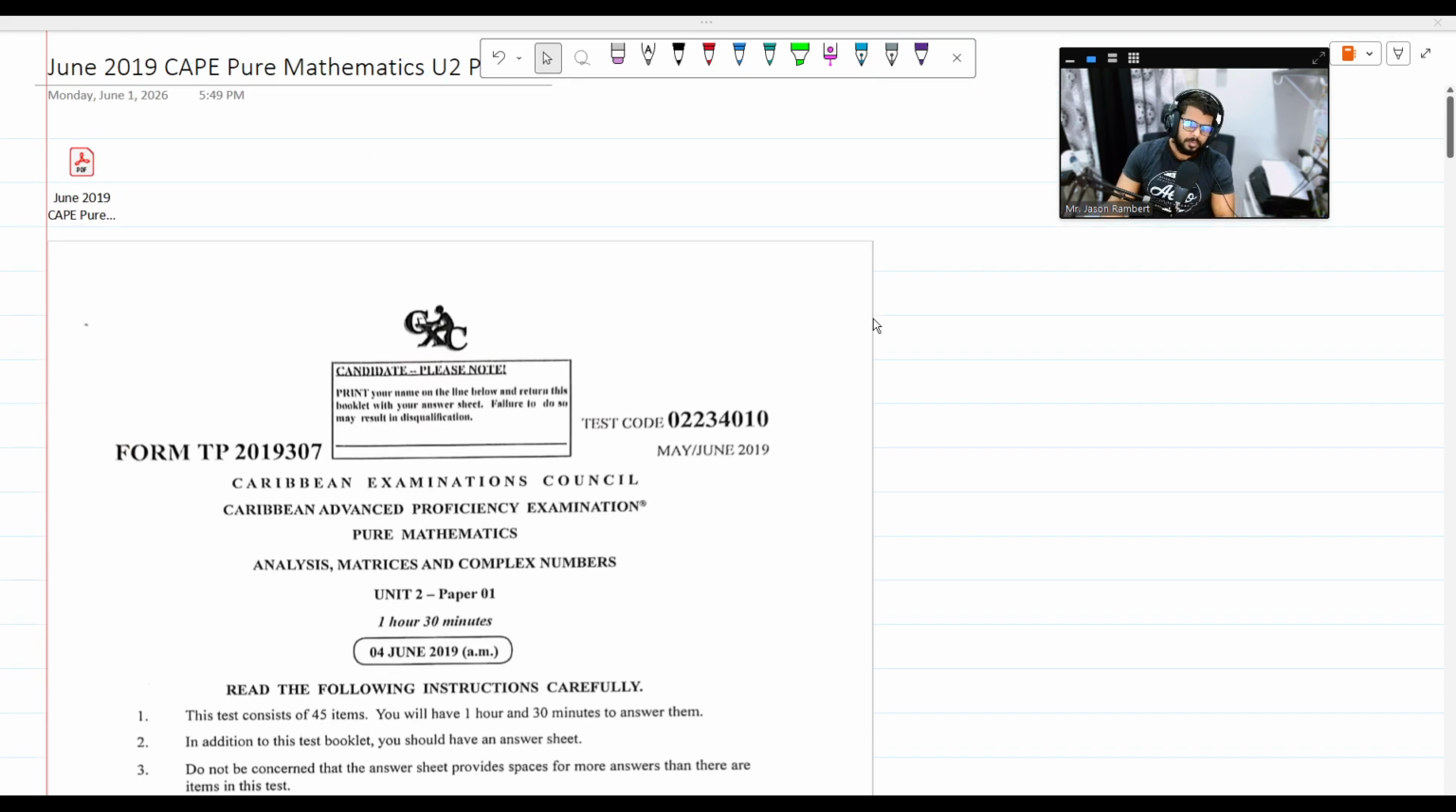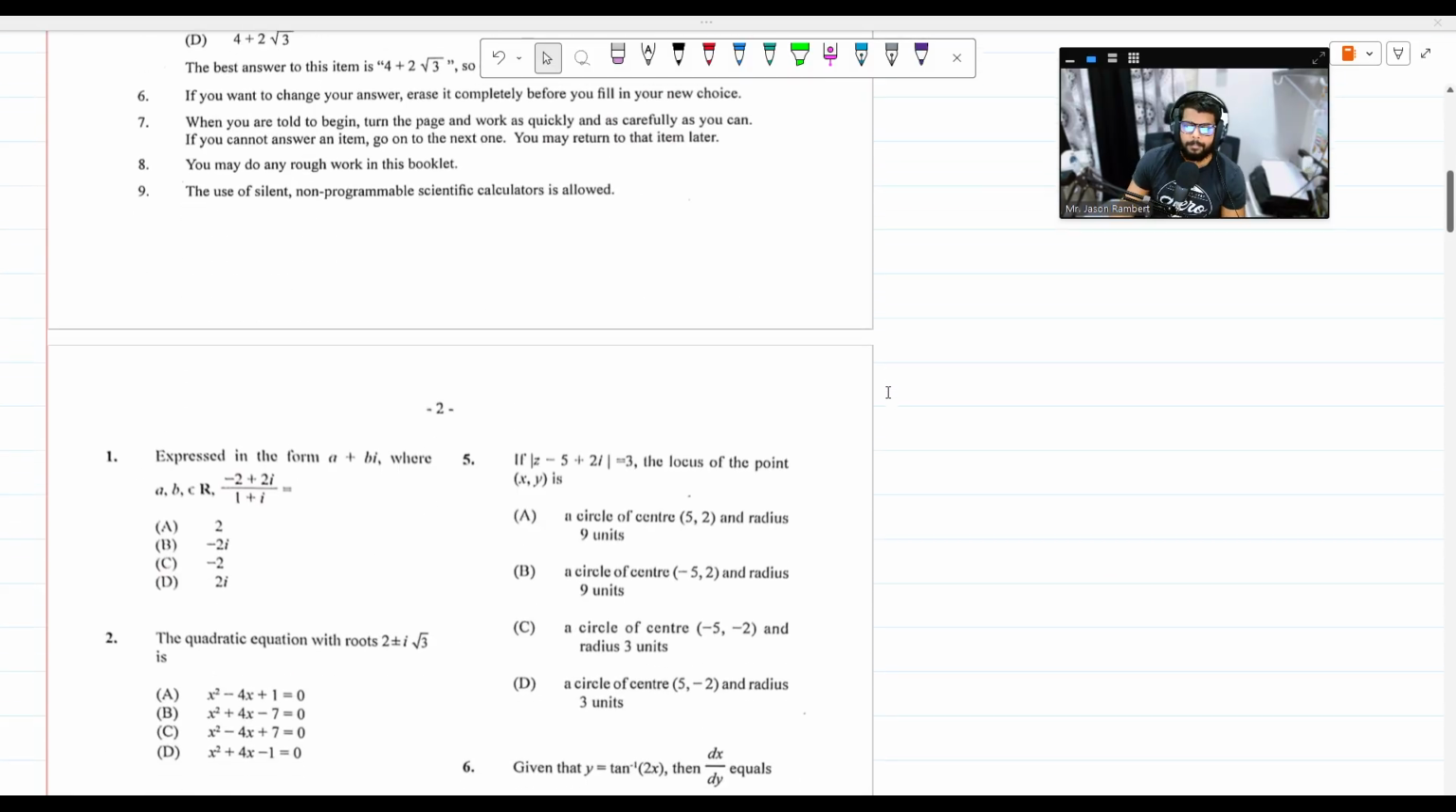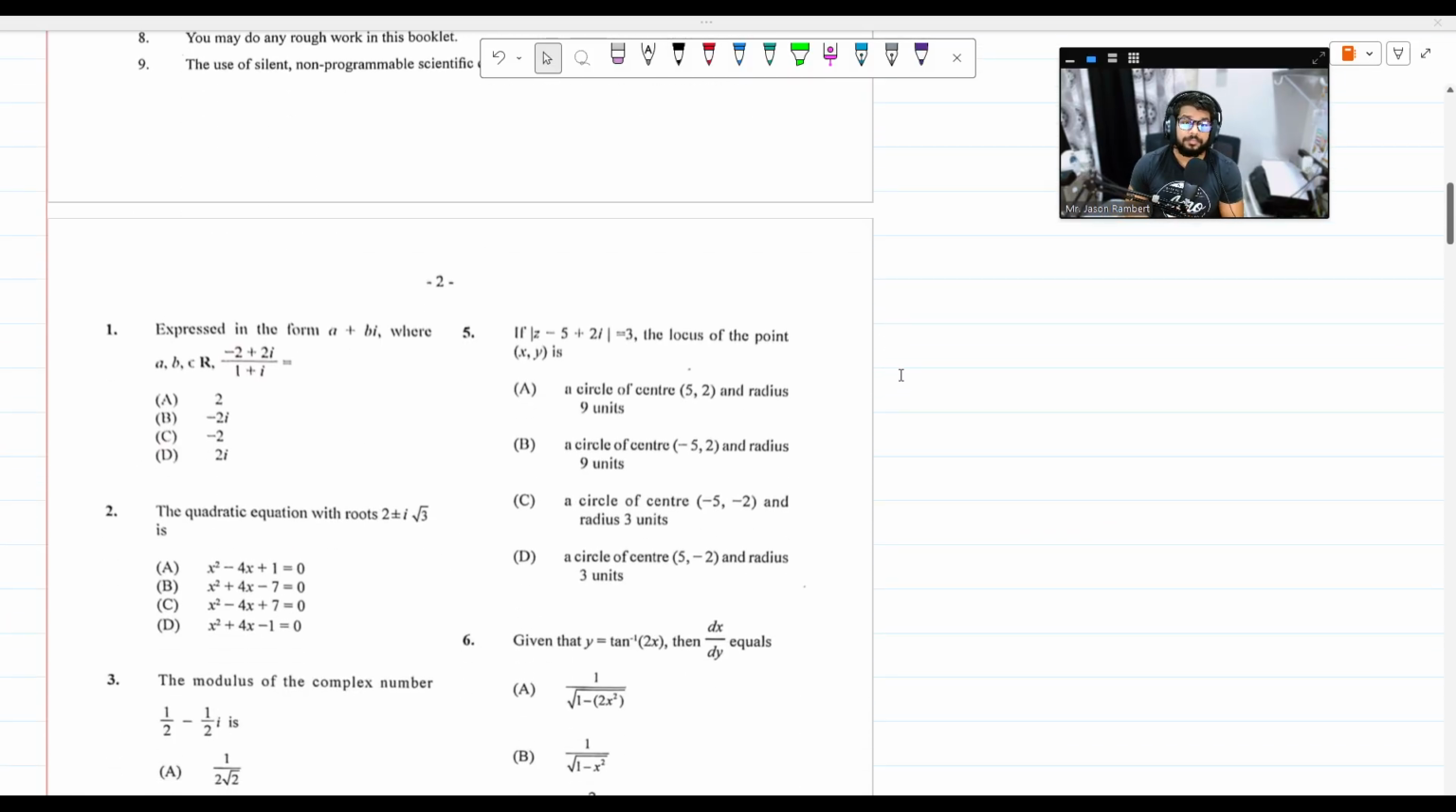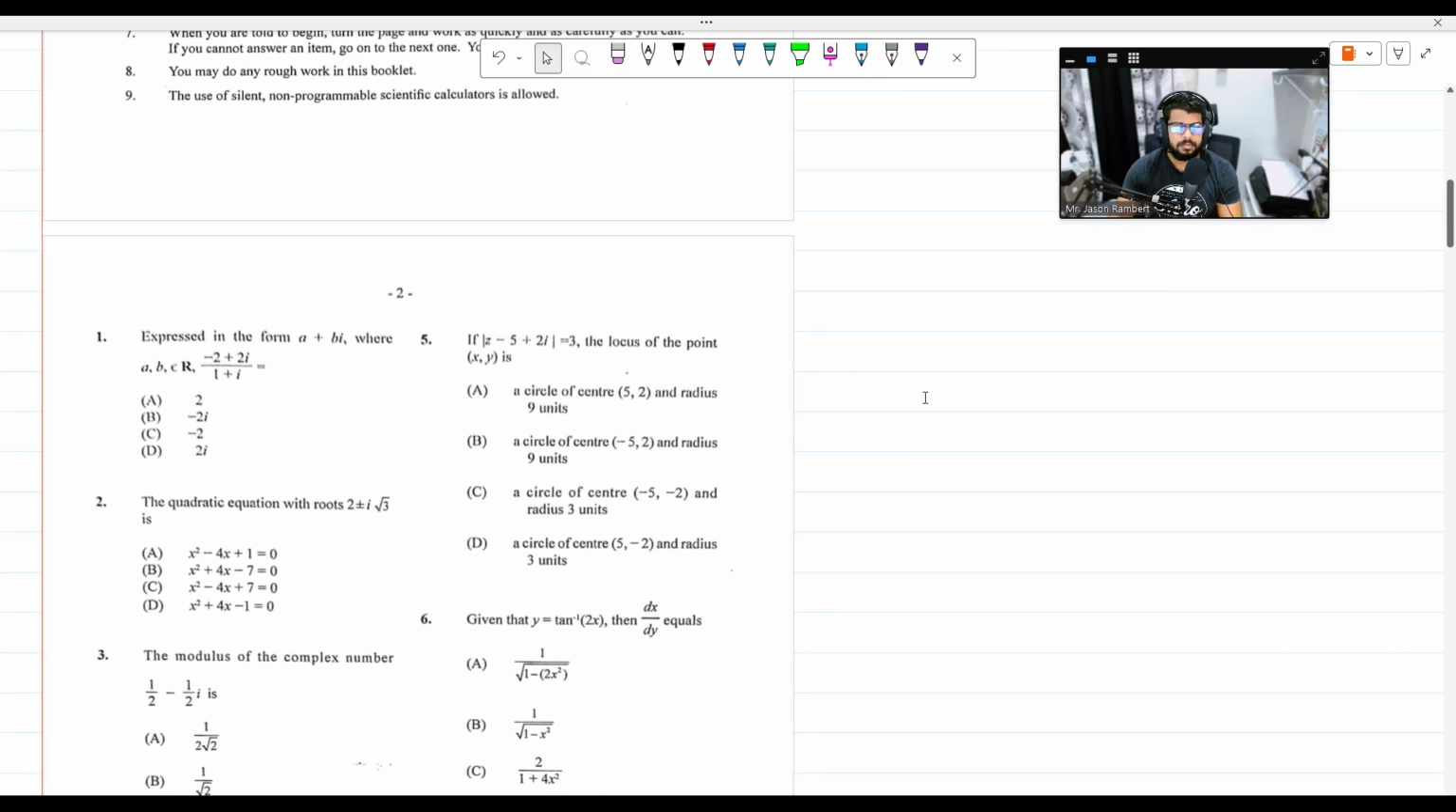2019. All right, so number one, expressed in the form a plus bi, where a is that, so we had to rationalize this. I'm gonna zoom out one, should be able to see that still. So we get in, I'm not gonna put minus 2 plus 2i. I'm gonna put 2i minus 2 just to make my life visually easier, over 1 plus i. And I multiply by 1 minus i over 1 minus i.